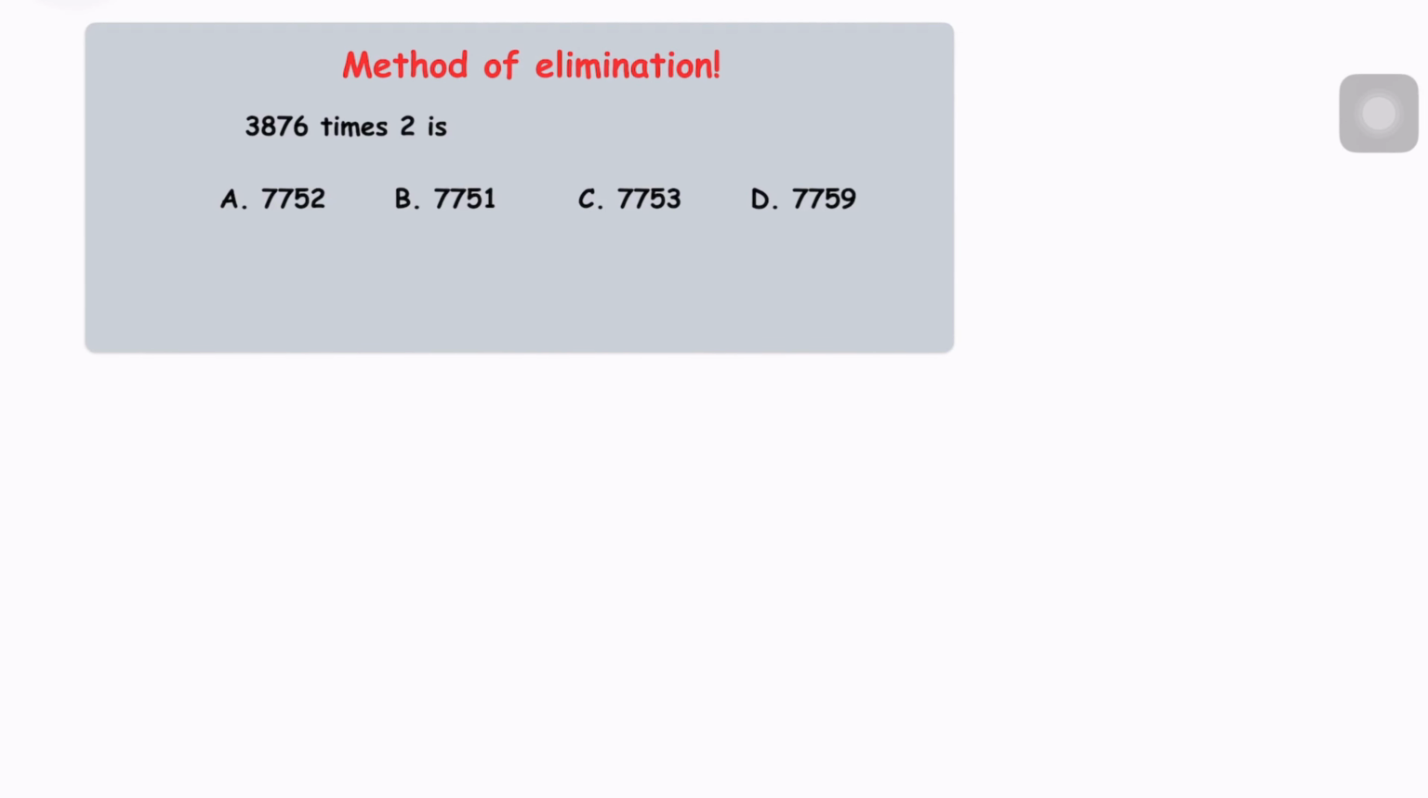Let's try with the method of elimination first. So method of elimination states that remove the incorrect answers, the answers which can't be true. So 3876 times 2. We will not solve this, we will just try to practice method of elimination.